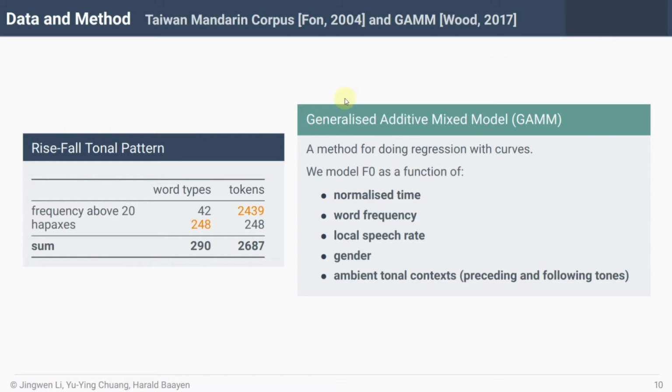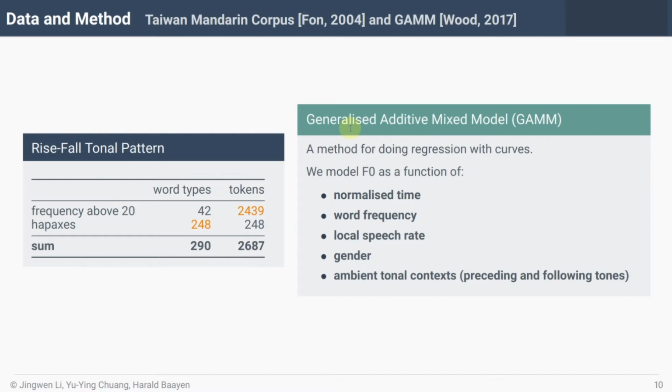It's a spontaneous speech corpus collected from interviews with 55 Taiwanese Mandarin speakers. Both female and male participants are interviewed. After data processing and outlier removal, we obtained a clean dataset for the rise-fall tonal pattern with 290 distinct word types, where 85% of them occurred only once in the corpus. However, these hapaxes account for only about 10% of the tokens we had. They are treated as one big group in the following analysis.